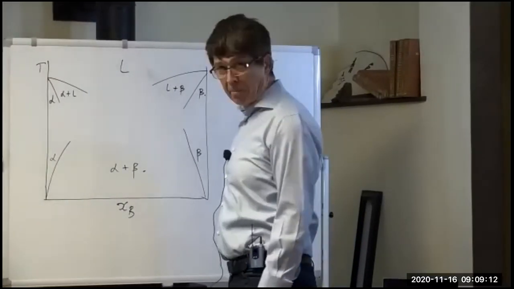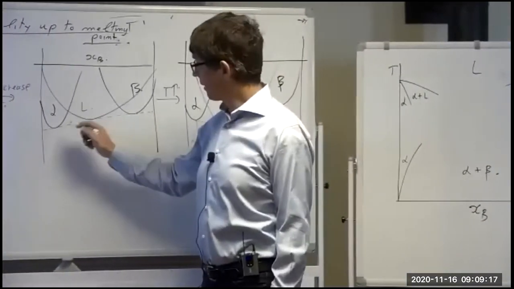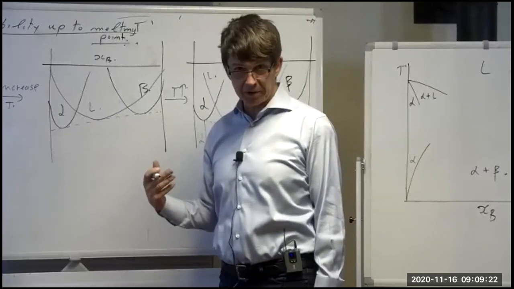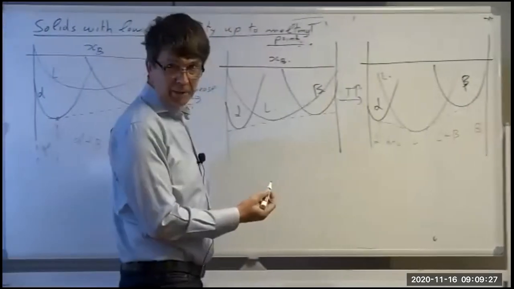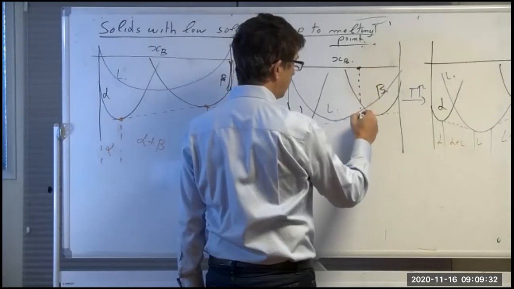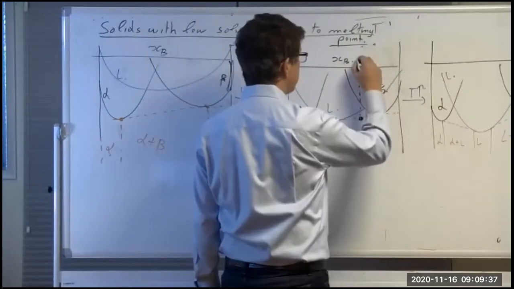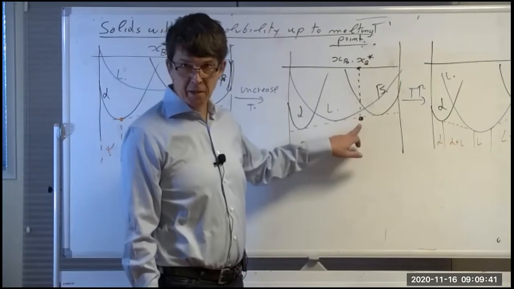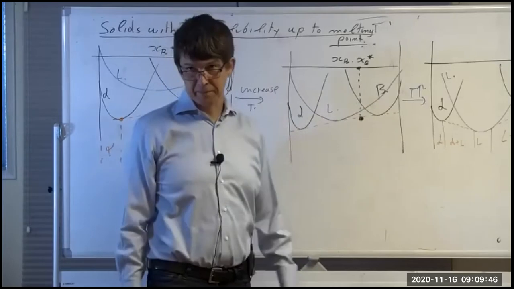And then at some point in between, which is this point, I have three phases which I can combine in any linear combination and always get the same free energy. This is the cool part about this. If I take any composition here, I can make up this free energy, if this is my XB star, by any combination of liquid and beta, alpha and beta, whatever.